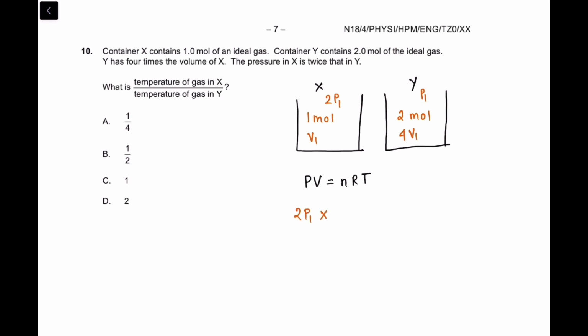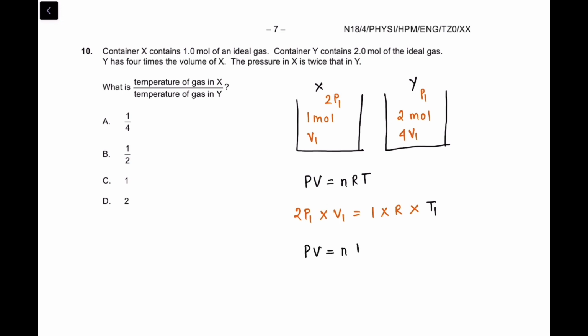What is the volume of the first container? V1, which is equal to n. What is the number of moles of the gases in the first container? It is equal to 1 mole, given in the question. R is the universal constant, and T, suppose the temperature of the first container be T1, okay?